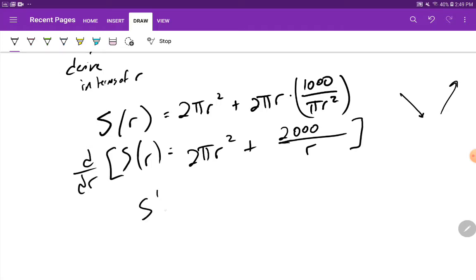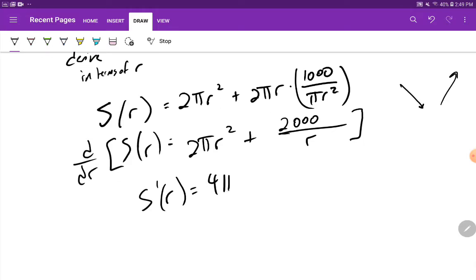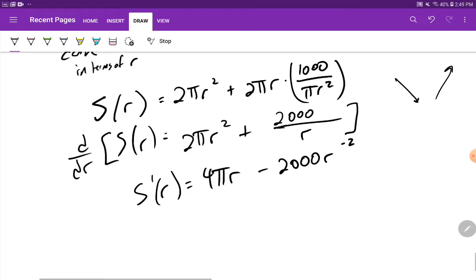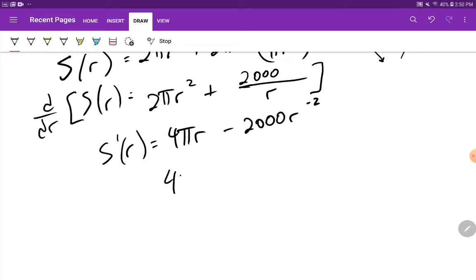So here we go. I'm going to derive this bad boy. This looks like 4 pi r, just making sure I'm doing this right. Plus, oh no, there's a negative, so it's going to be minus 2,000 r to the negative 2. And it looks like I need to set this equal to 0. So 4 pi r minus 2,000 r to the negative 2 is equal to 0.